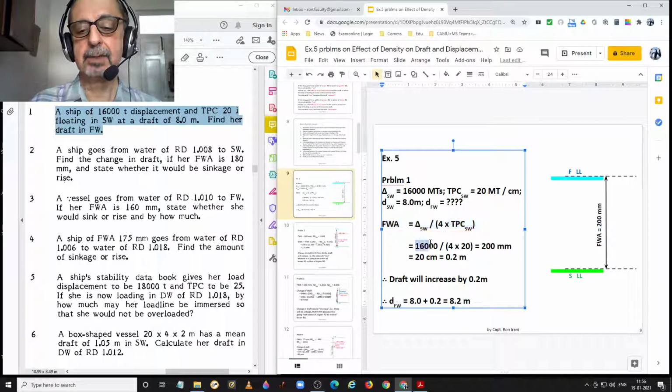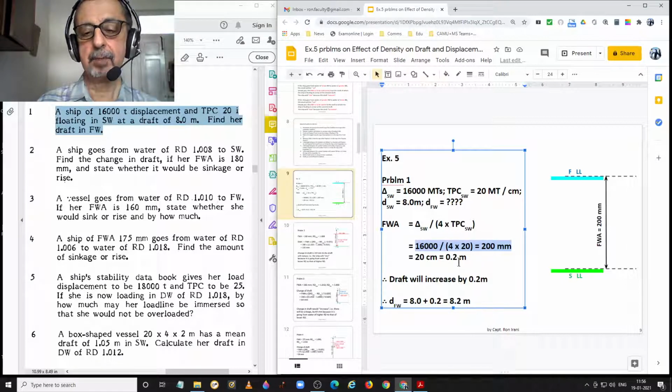Displacement given to us is 16,000 tons. TPC given to us is 20. Thus in the denominator we have 4 times 20, and that gives us 200 millimeters. And when we convert it to meters, it is equal to 0.2 meters. Thus the draft will increase by 0.2 meters. Therefore the draft in fresh water will be 8 plus 0.2 equal to 8.2 meters.